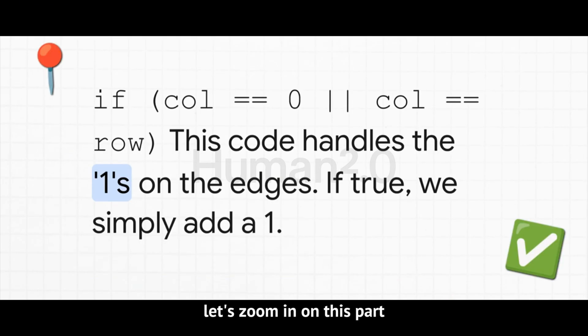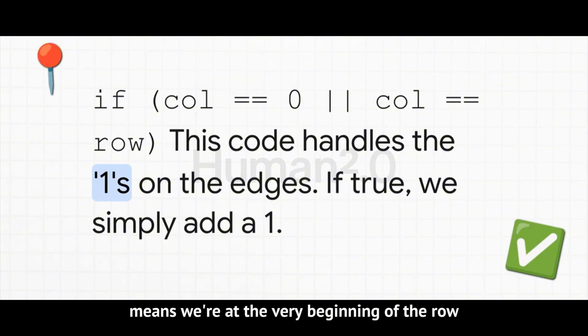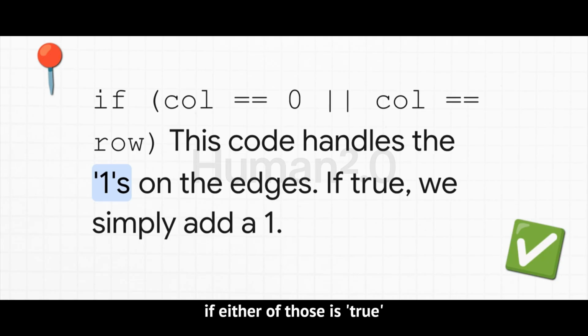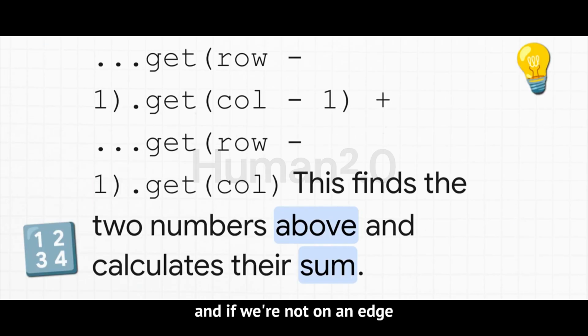Let's zoom in on this part. This if statement right here, that's just our rule for the edges put into code. Col equals 0 means we're at the very beginning of the row, and col equals row means we're at the very end. If either of those is true, we just drop a 1 in. No math required. And if we're not on an edge, the code goes into the else block.